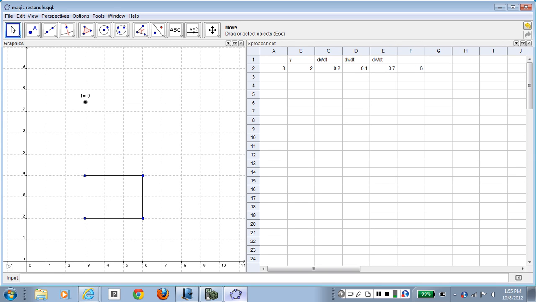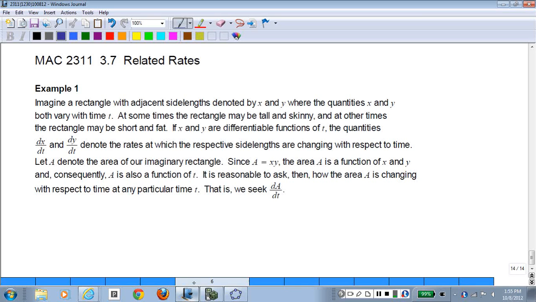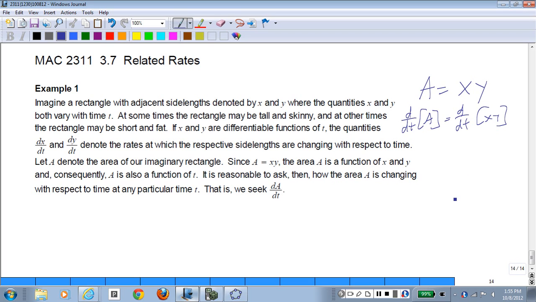So it's going to look something like this. We've got the area equals x times y. Rather than finding dy/dx or dx/dy, we're going to find the derivative with respect to t. So I'm going to differentiate both sides with respect to t. d/dt of A equals d/dt of xy. And on the left, it's just dA/dt.